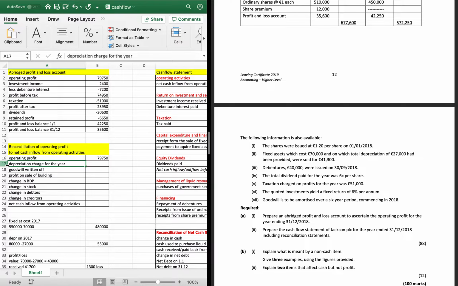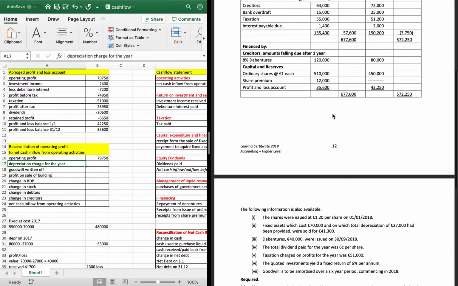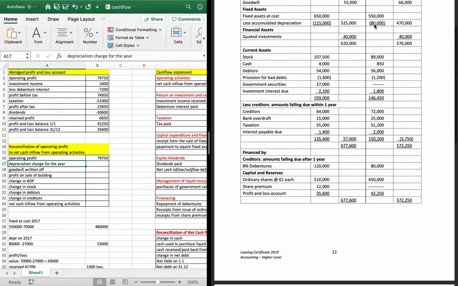So our depreciation charge for the year. Now, as I said, when I worked out my depreciation, I would have changed this number here from 80,000 to 53,000. So our depreciation charge for the year is the difference between the 53,000 that I'd have written here and the 125. So if we had an accumulated depreciation of 53,000 here and we have a 125 there, well then we must have had a depreciation charge for the year of 72,000. So it's the difference between these two numbers. Of course, that's the one I've changed.